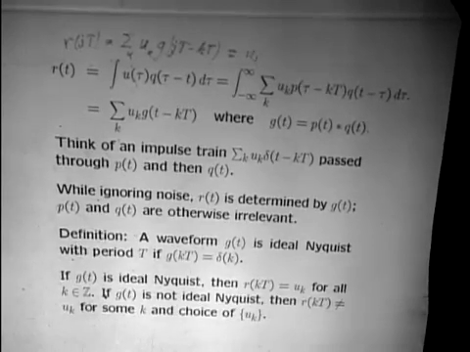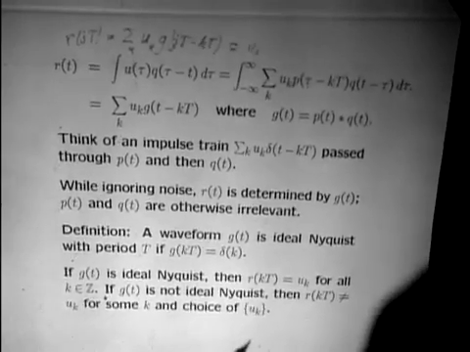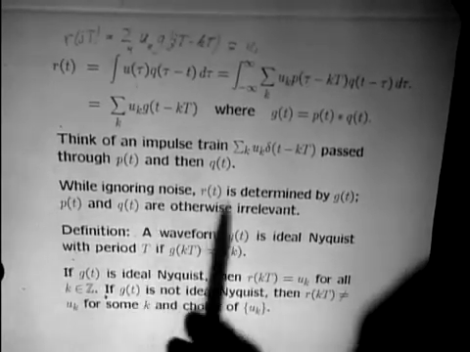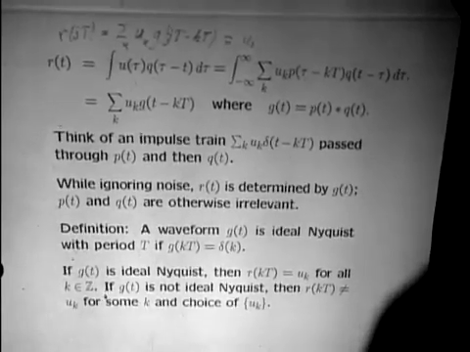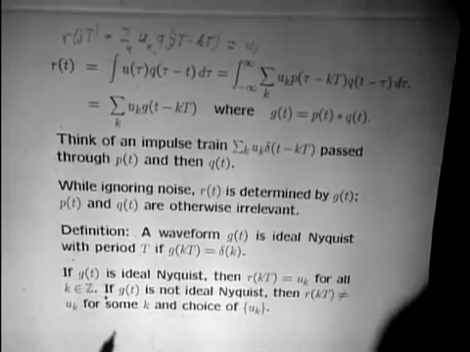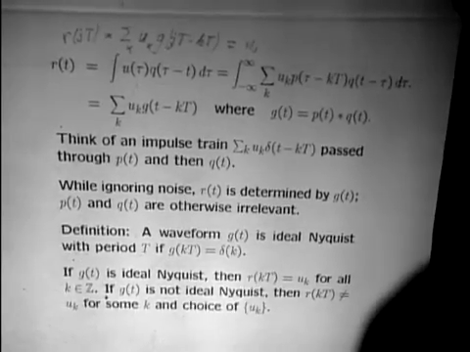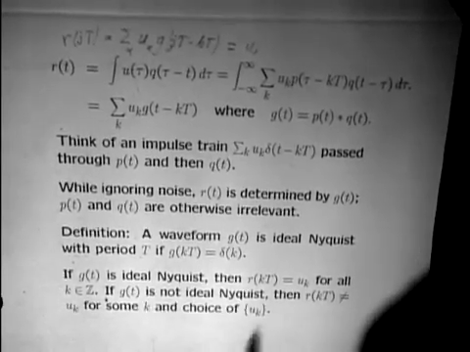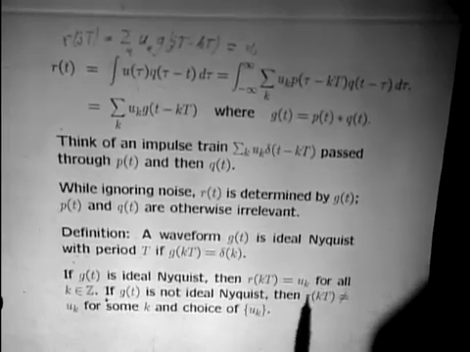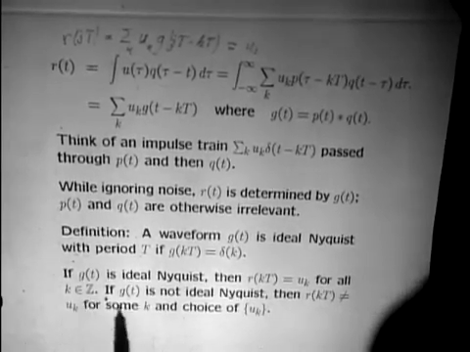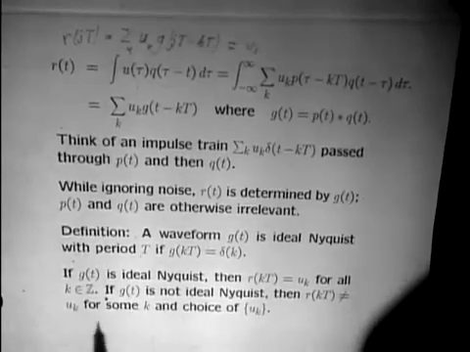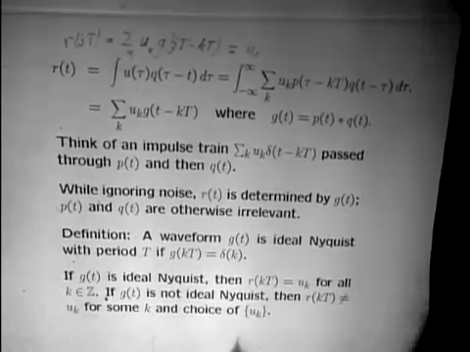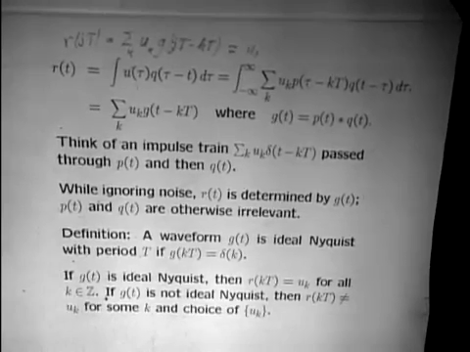In other words, so long as you're only going to use a linear receiver, which is what that amounts to. While ignoring noise, r(t) is determined by g(t). p(t) and q(t) are otherwise irrelevant. That's what we said. If g(t) is ideal Nyquist, then r(kT) equals u_k for all k and all choices of the sequence. If g(t) is not ideal Nyquist, then r(kT) is unequal to u_k for some k and some choice of the sequence.